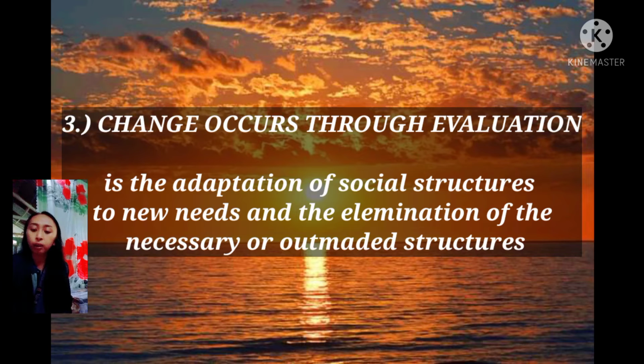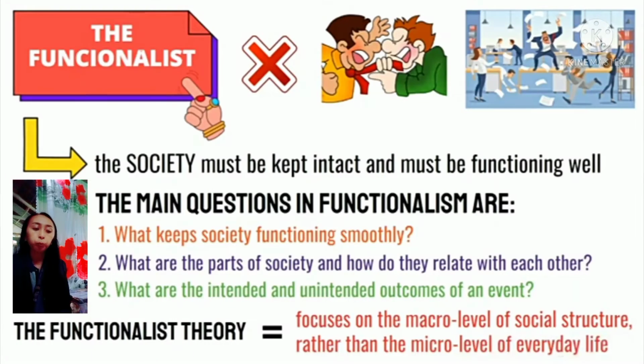The third one is that change occurs through evolution, which is the adaptation of social structures to the new needs and the elimination of unnecessary or outdated structures. This is the reason why the functionalists don't like conflict and chaos. The functionalist theory suggests that the society must be kept intact and must be functioning well.